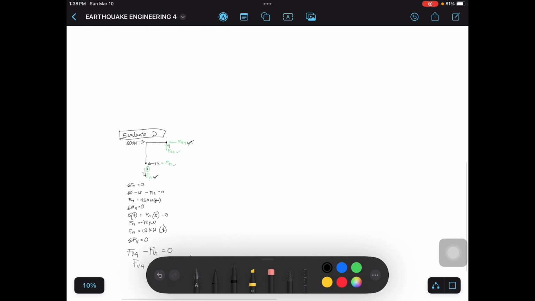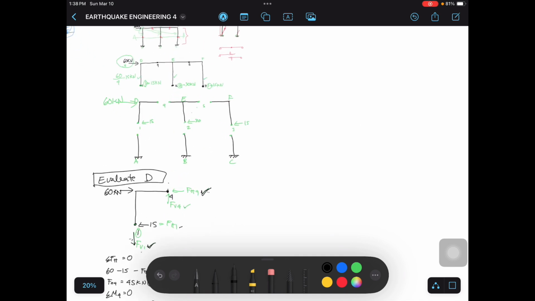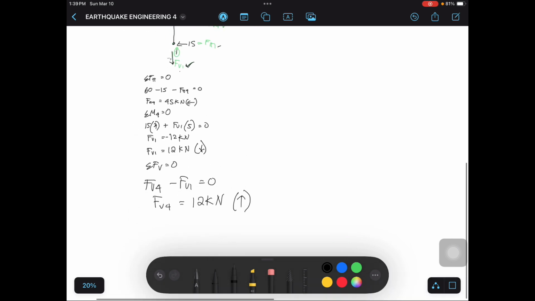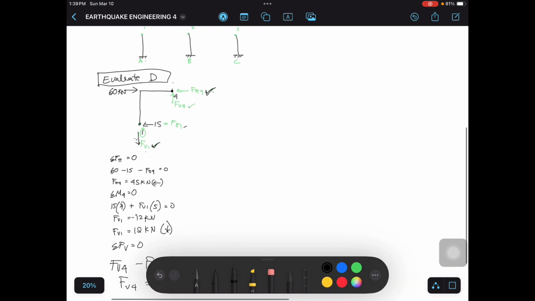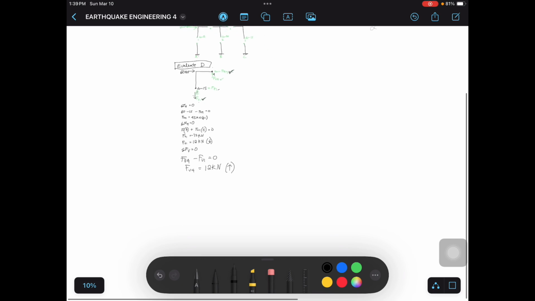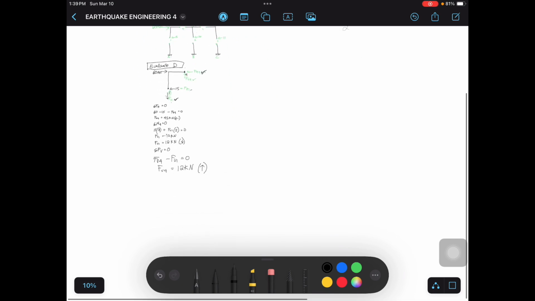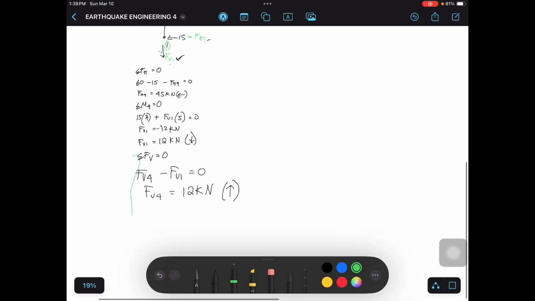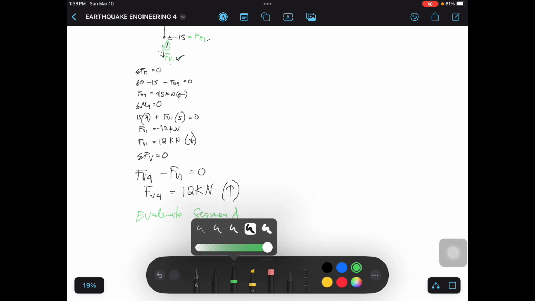So, next natin i-evaluate. Pili kayo if segment E or segment A. Let's choose segment A. Wala ng space. Let's evaluate segment A. So, drawing natin si segment A.